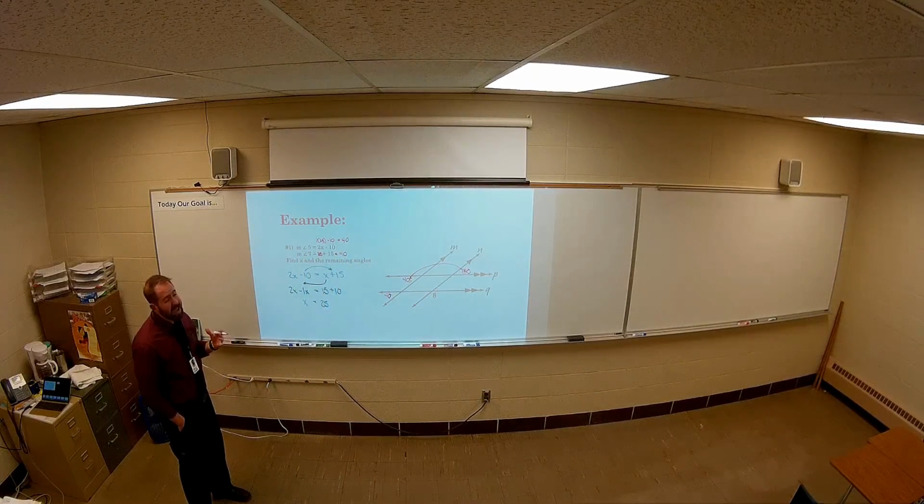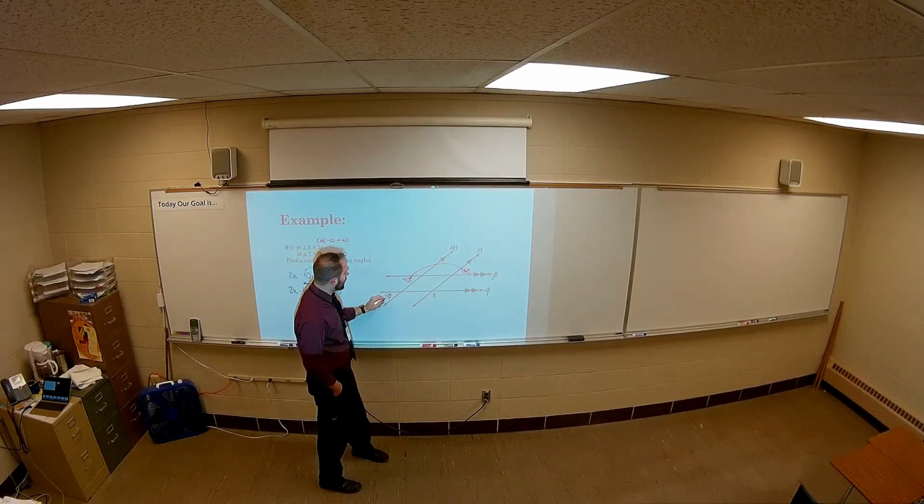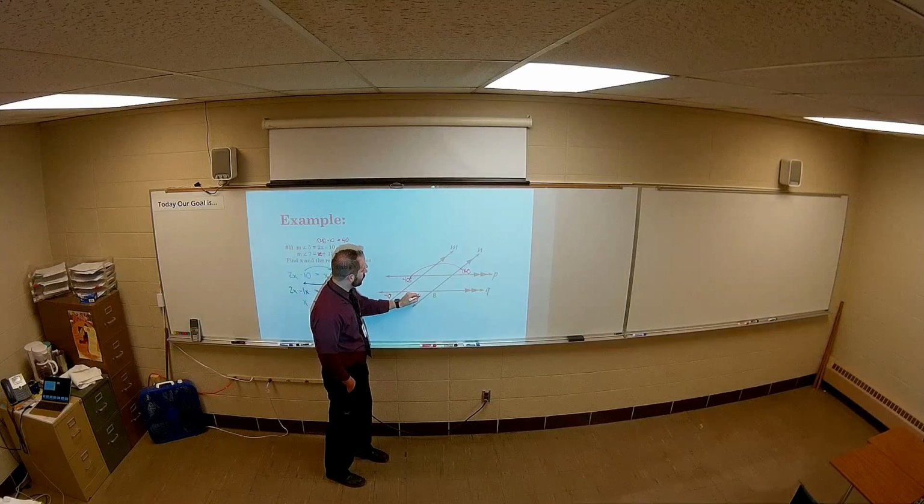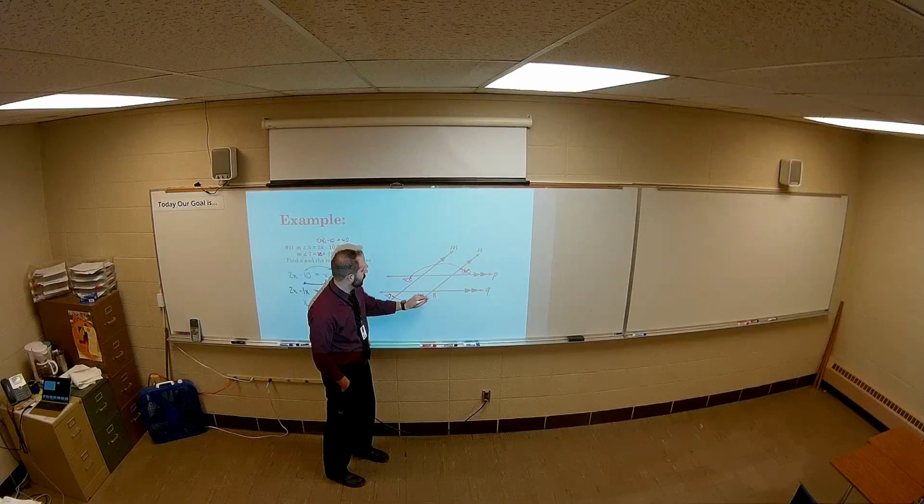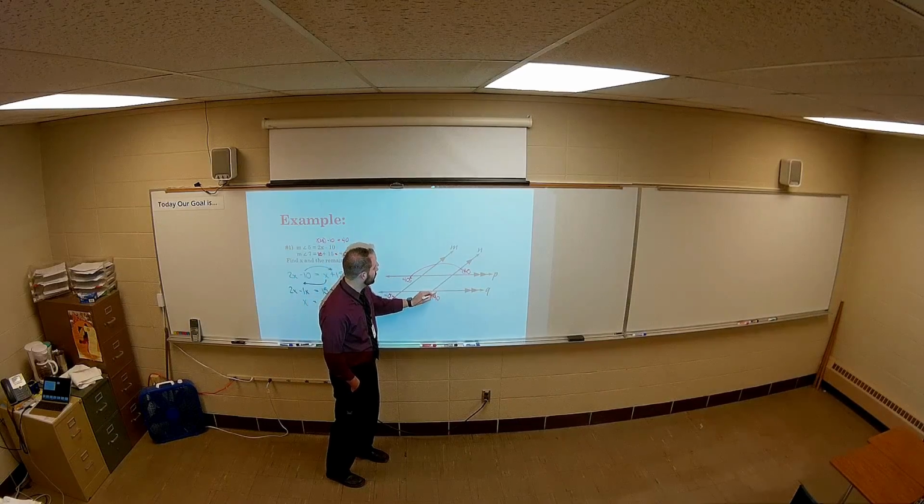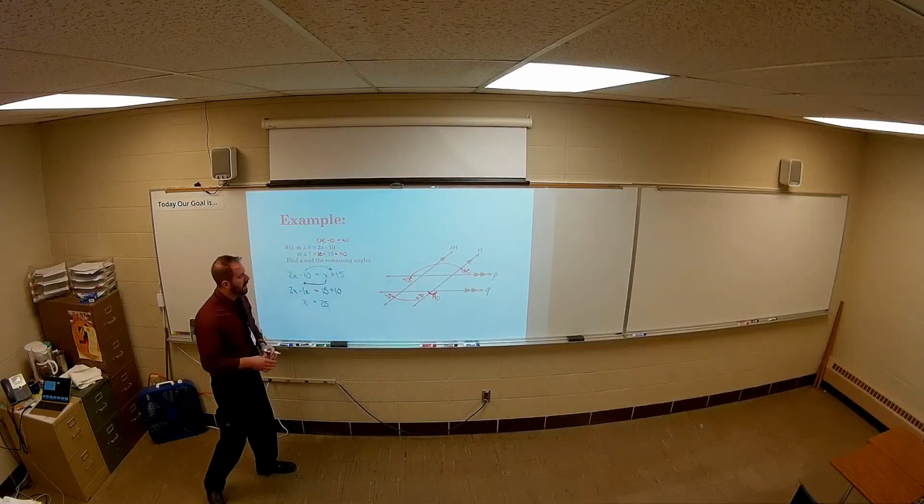Okay, now, what about 8, though? 8's not alternate exterior. It's not corresponding either, because this 40 goes to here. That's corresponding. That's not 8. So how do I find 8? Exactly. This should be 140. These should add to be 180. So, now I have all my angles.